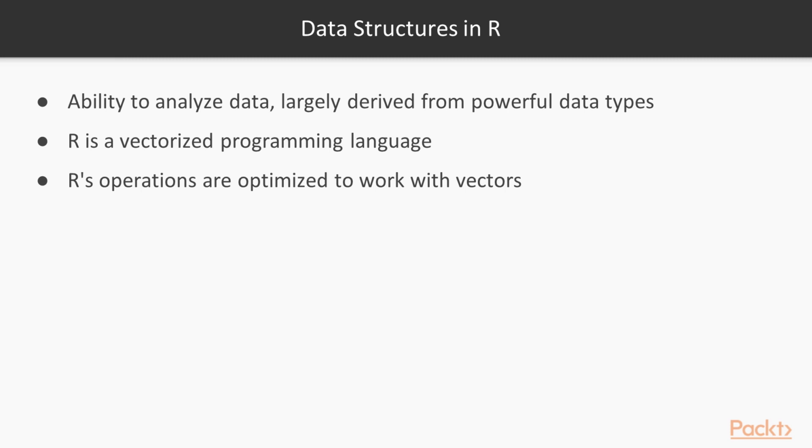Next, we will move on to data structures in R. The power of R resides in its ability to analyze data, and this ability is largely derived from its powerful data types. Fundamentally, R is a vectorized programming language. Data structures in R are constructed from vectors that are foundational. This means that R's operations are optimized to work with vectors.